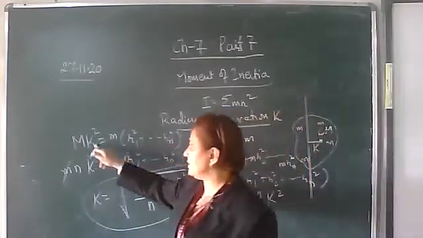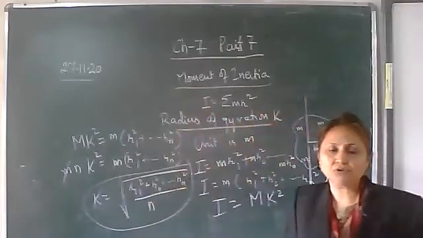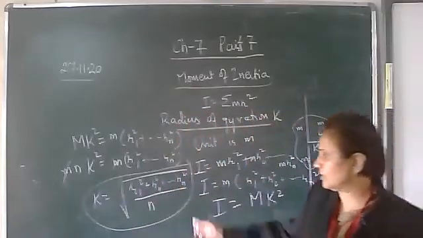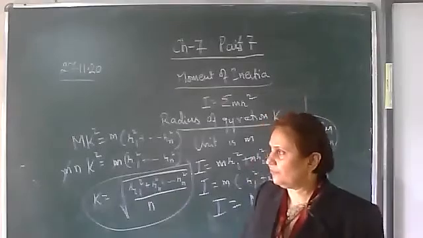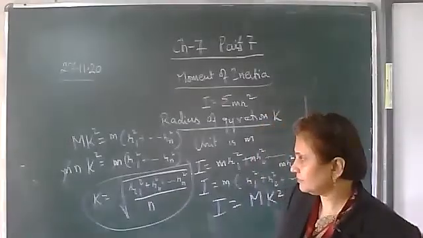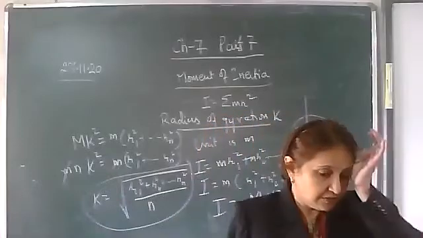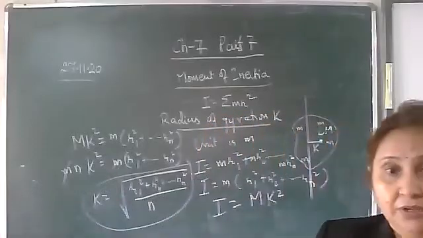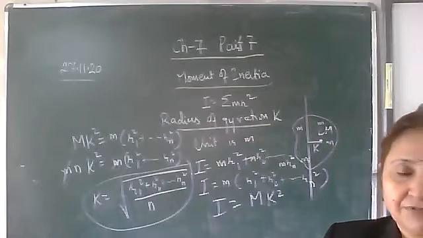As it is the same, equating this, we get K is equal to under root r1 square plus r2 square plus rn square divided by n. So this is the expression of radius of gyration. This K we call the radius of gyration. Now, a few relations we'll find out here.